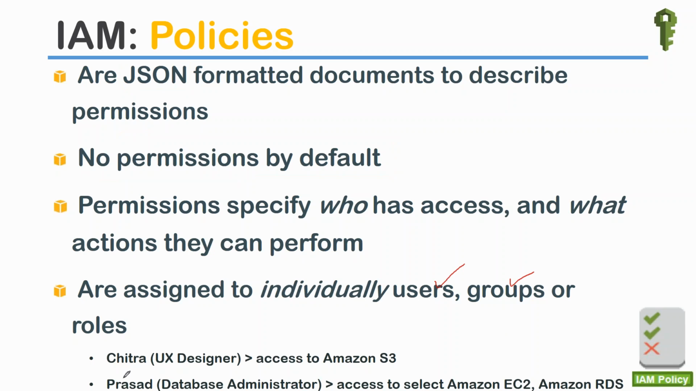As you can see here at the bottom, Chitra, let us say, is a UX designer or front-end designer who needs access to Amazon S3, so you will create only these permissions for Chitra. Whereas Mr. Prasad, who is a database administrator, needs access to EC2 and RDS, so he will be given access only to these two services and not to any other services. Likewise, you can write policies specific to individual users or a group of users.